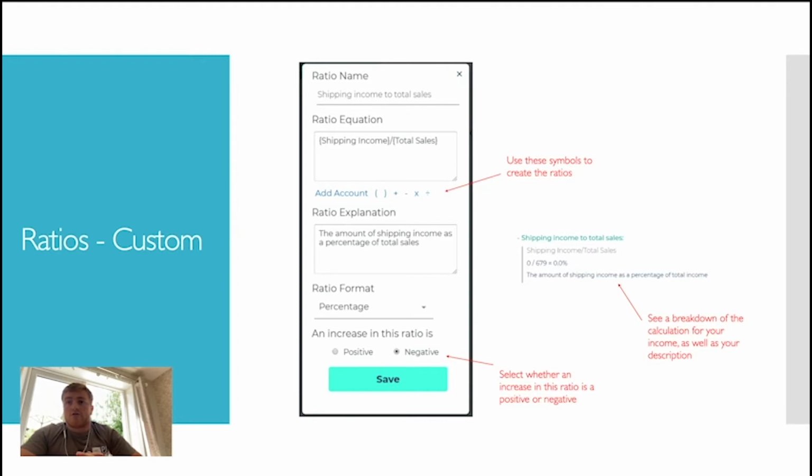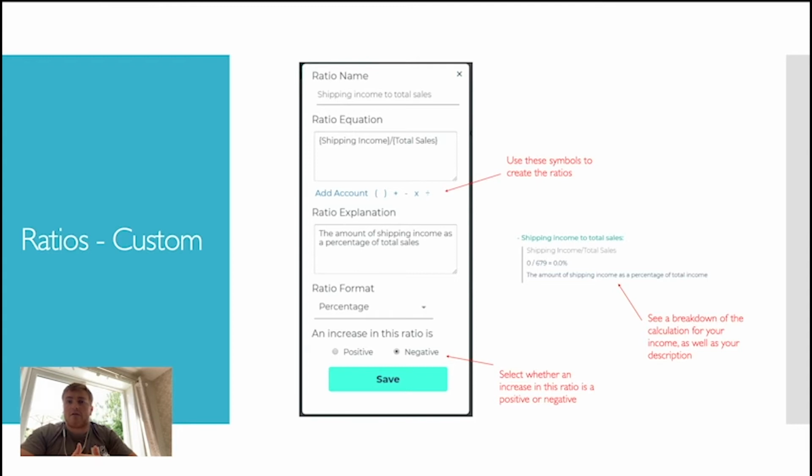You then get the option to add in your ratio explanation in case you want a reminder of what it means, or if you want to show it to someone else, before choosing whether you'd like to add it in as an amount or percentage format. I've selected percentage here as I would like to see what percentage of my total sales is made up from shipping income.